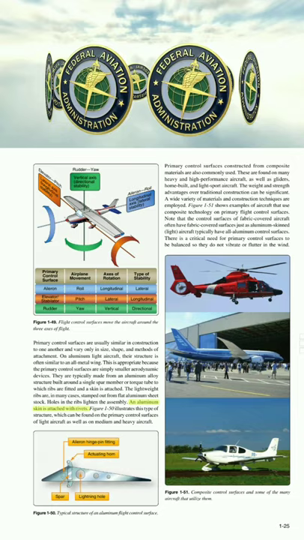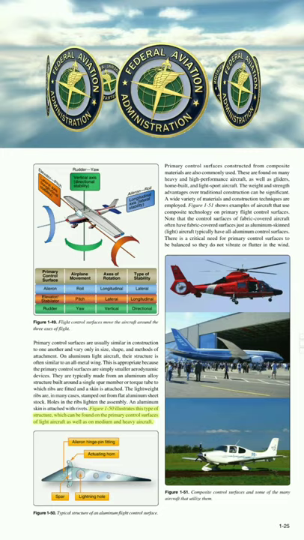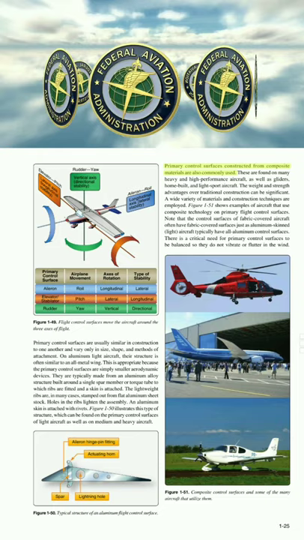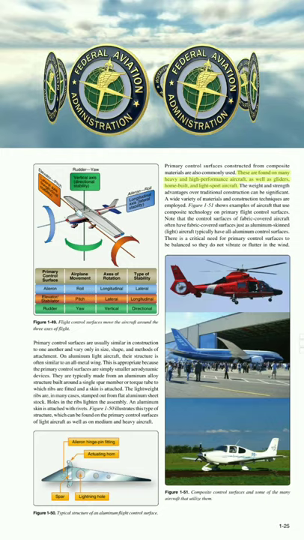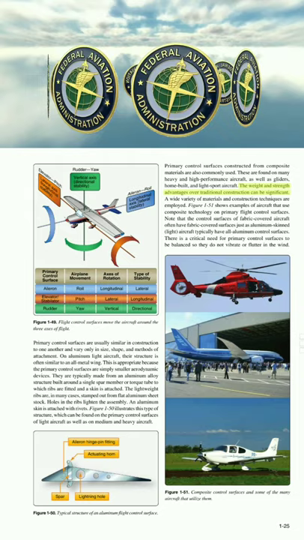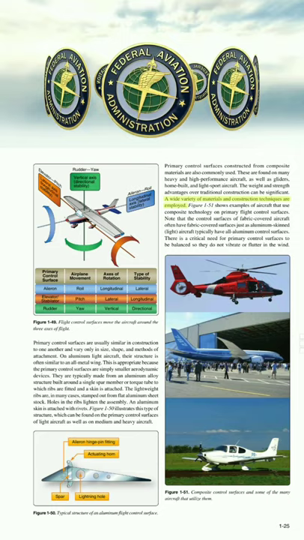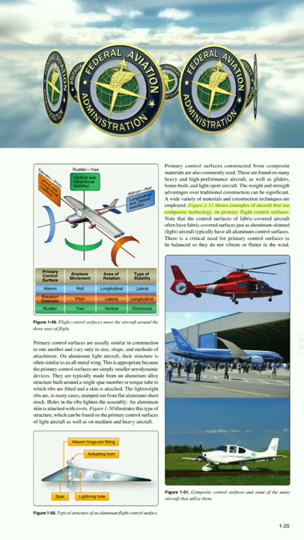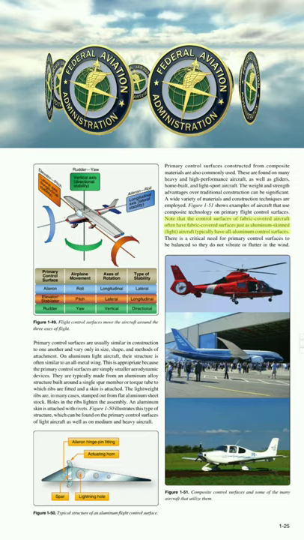Figure 150 illustrates this type of structure, which can be found on the primary control surfaces of light aircraft as well as on medium and heavy aircraft. Primary control surfaces constructed from composite materials are also commonly used. These are found on many heavy and high-performance aircraft, as well as gliders, home-built, and light sport aircraft. The weight and strength advantages over traditional construction can be significant. A wide variety of materials and construction techniques are employed. Figure 151 shows examples of aircraft that use composite technology on primary flight control surfaces. Note that the control surfaces of fabric-covered aircraft often have fabric-covered surfaces just as aluminum-skinned light aircraft typically have all aluminum control surfaces.